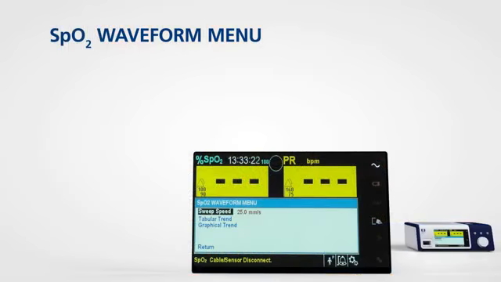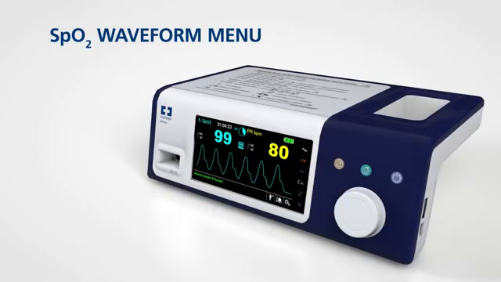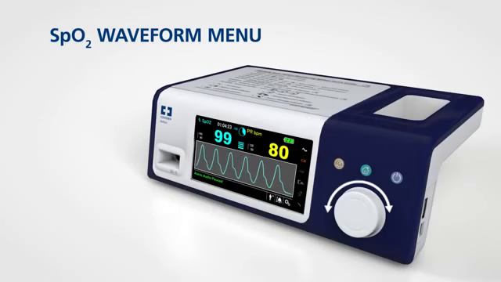The monitoring system allows you to set the sweep speed of the waveform and opt to view the tabular or graphical trend screen. To access one of these functions, simply rotate the jog dial to highlight the waveform or trend display area and press.